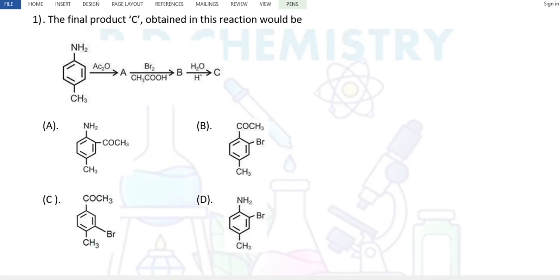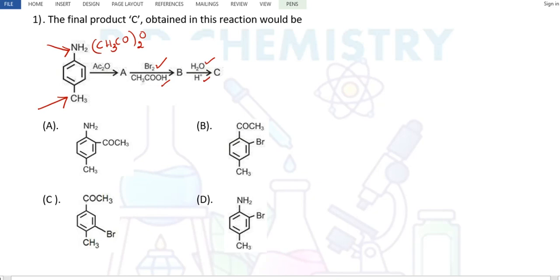Question number 1. The final product C obtained in this reaction would be: the given reactant has NH2 as the functional group and a CH3 substituent. It is treated with Ac2O, that is acetic anhydride, CH3CO. Then bromination in acetic acid, then finally acid hydrolysis. Okay, so let me write down the reaction now.